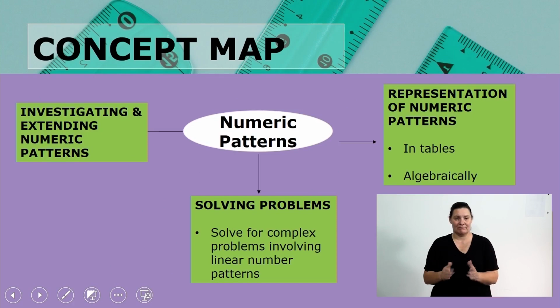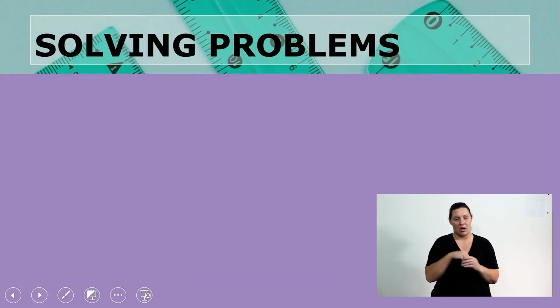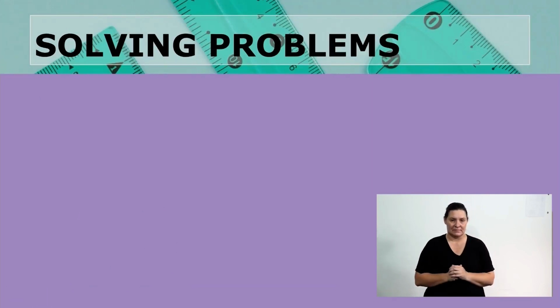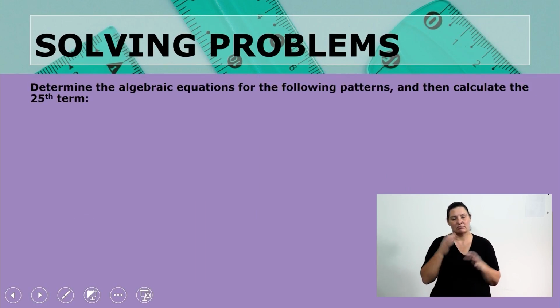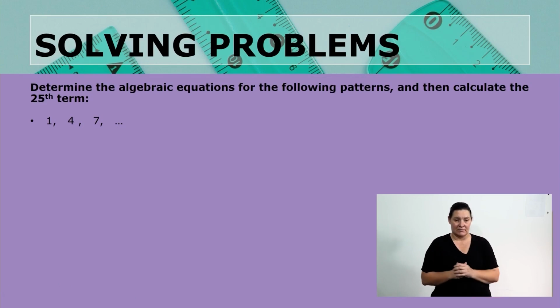Let's move on to the next point of our lesson, the last point of our lesson, and that is solving problems in the context of number patterns. So let's determine the algebraic equations for the following patterns, and then we are going to calculate the 25th term. We have here 1, 4, and 7.